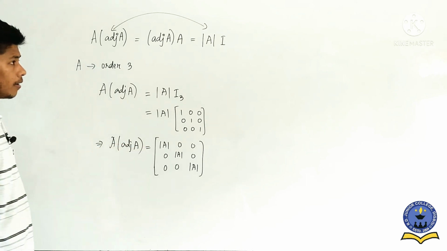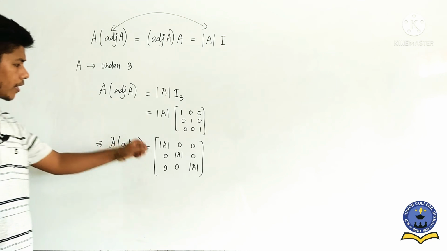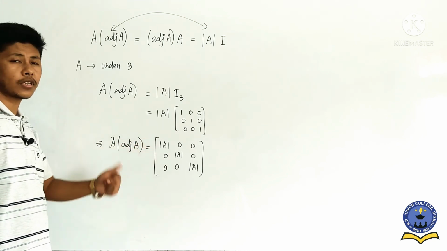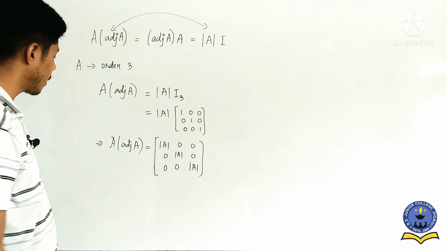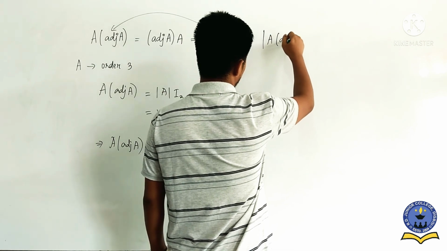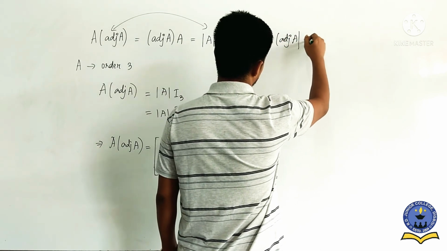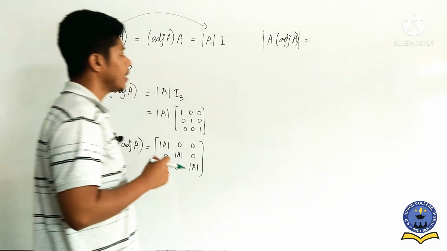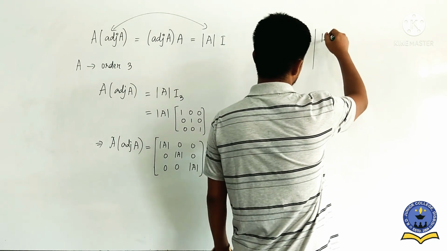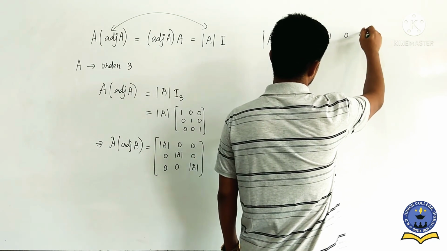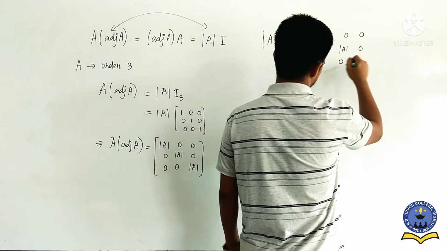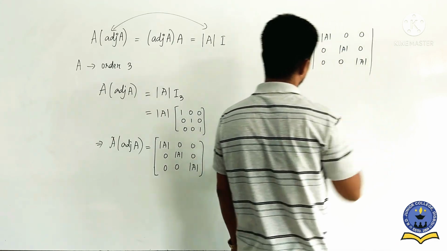This one we get. Now after getting this one, if we take the determinant on both sides of these two matrices, then what do you have to write? On the left hand side we have to write determinant of A into adjoint of A equals to, and on the right hand side, determinant of the matrix with A 0 0 in the first row, 0 A 0 in the second, and 0 0 A in the third. This one you have to write determinant of A.